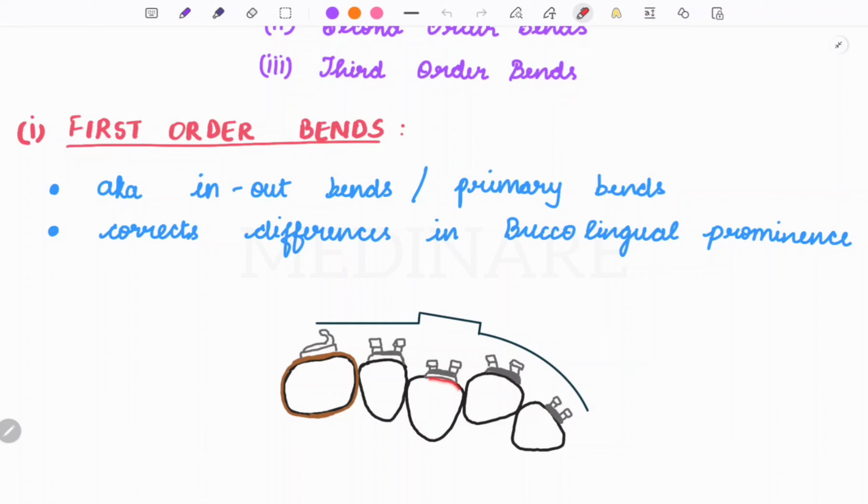Now this particular premolar is located palatally or lingually in comparison with the adjacent teeth, right? And here we need to place this bend in such a way that this tooth, which is lingually or palatally placed, moves buccally. So we are planning to move this particular tooth forward in alignment with all these other teeth. Alright, so this is the first order bend.